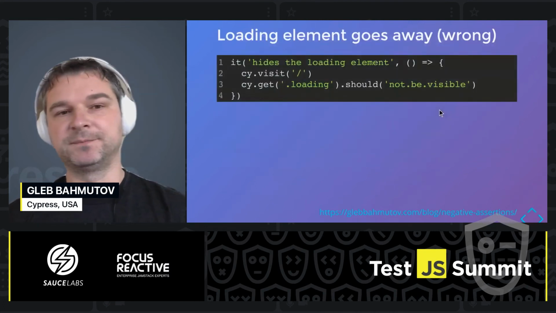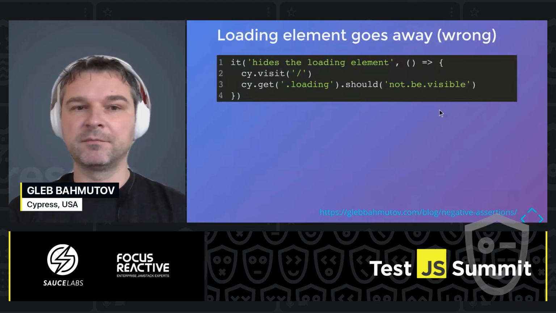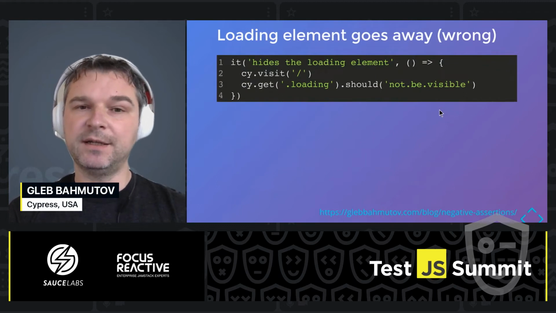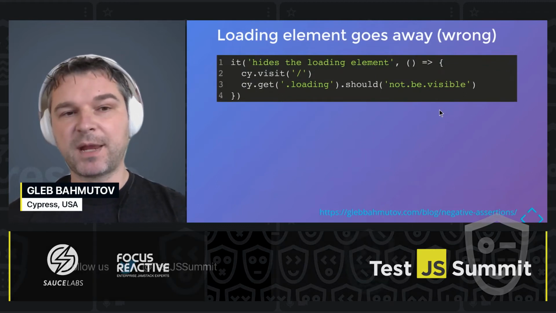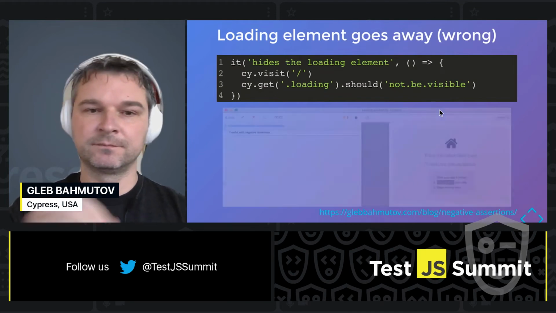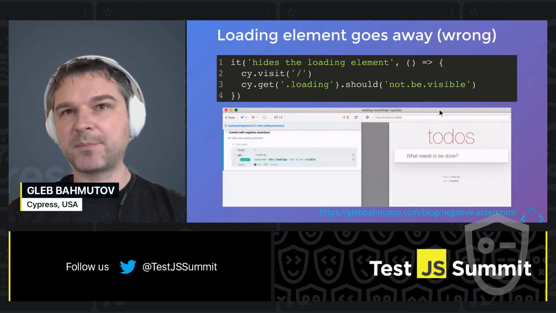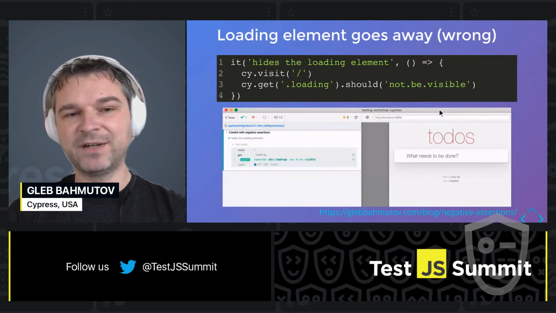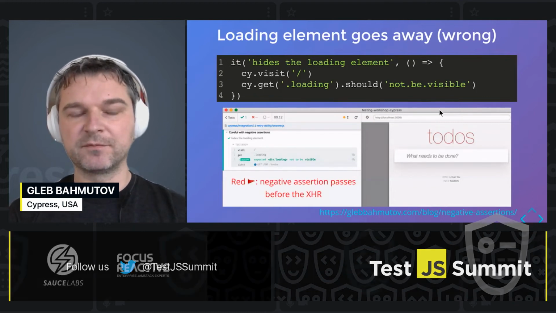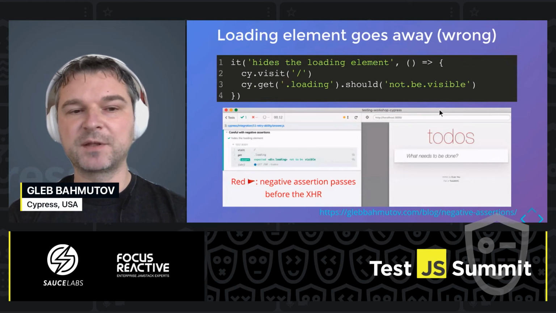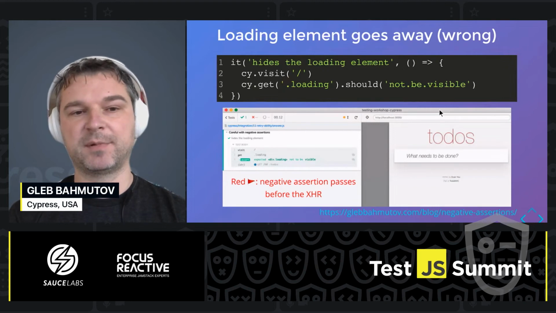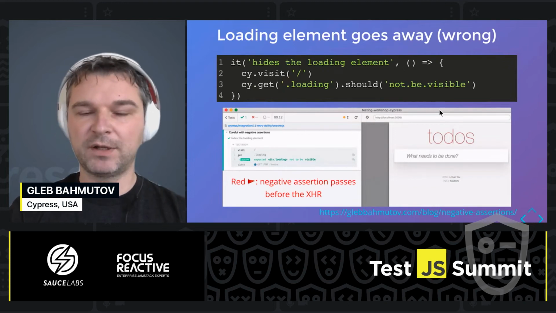It's easy to make a mistake. Here's just one example. Imagine my application is loading data. While it's loading the data, it displays a loading indicator. You write a test that visits a page and then says the loading indicator should not be visible. Well, the test passes. Everything is happy, right? Well, there are a couple of red flags. Look at the negative assertion. The loading indicator is not visible, but it seems to be happening before the AJAX request happens. How is it possible? Well, let's investigate.